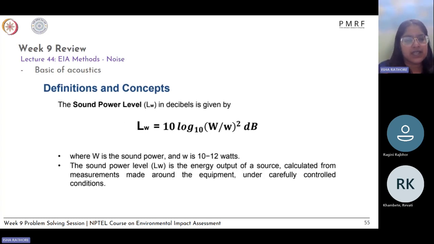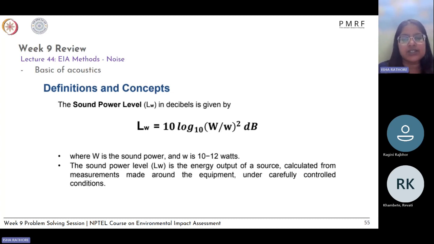Then sound power level is again given by a formula, which is 10 log to the base 10 of W by w0, where W is the sound power, and small w0 is established from a base case of 10 to the power minus 12 watts. Again, this will be given in the numerical. So you can calculate the sound power level if you know the source sound power. Sound power level is the energy output of a source.